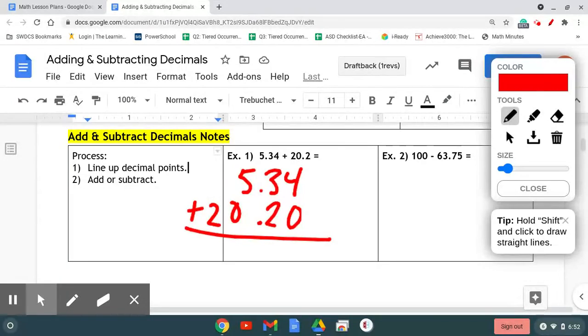So it's 4 plus 0, 4. 3 plus 2, 5. When we add and subtract, we bring down the decimal. So we're going to bring it down. 5 plus 0, 5. And then we have no number here, so that's like a 0. And then 0 plus 2, 2. So our answer is 25.54.